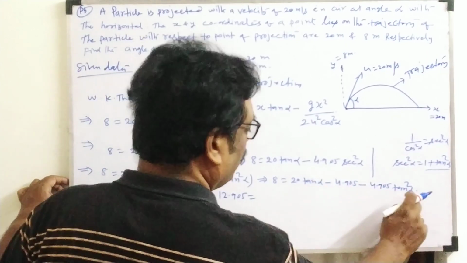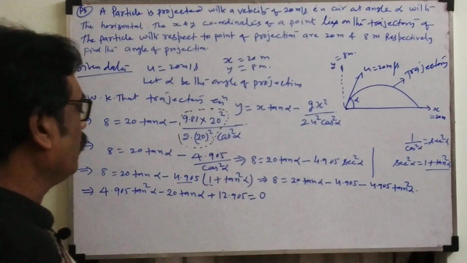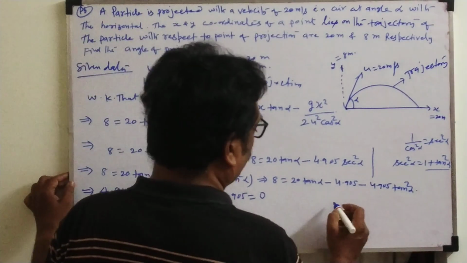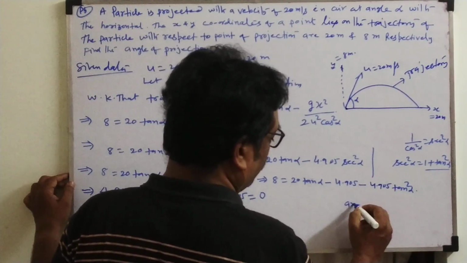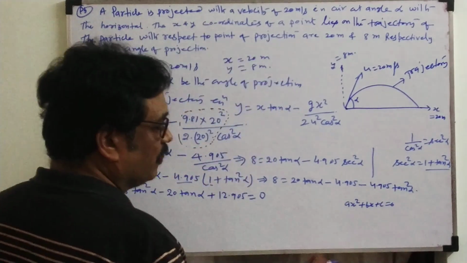Then this side all brought to this side, so it equals 0. So this became in the form of a quadratic equation. What is the form of the quadratic equation? Suppose ax² + bx + c = 0. This is called a second degree equation.